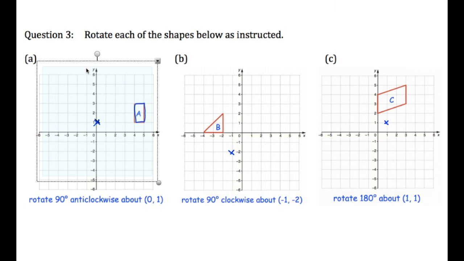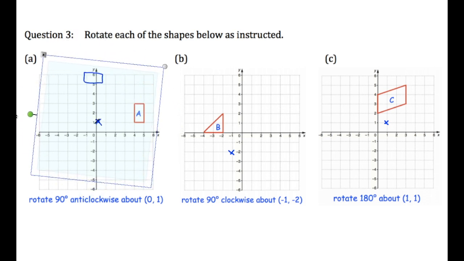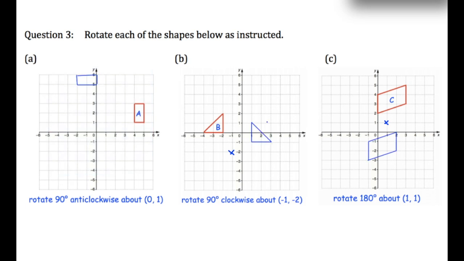Okay, so here goes, rotating this 90 degrees anti-clockwise. So that goes anti-clockwise is that way, 90 degrees is a quarter of a turn, and there we go. You would draw in your shape here, label that A dash, okay. Press pause, have a go at B and C, and then when you're ready for the answers, just press play. So here are the answers.